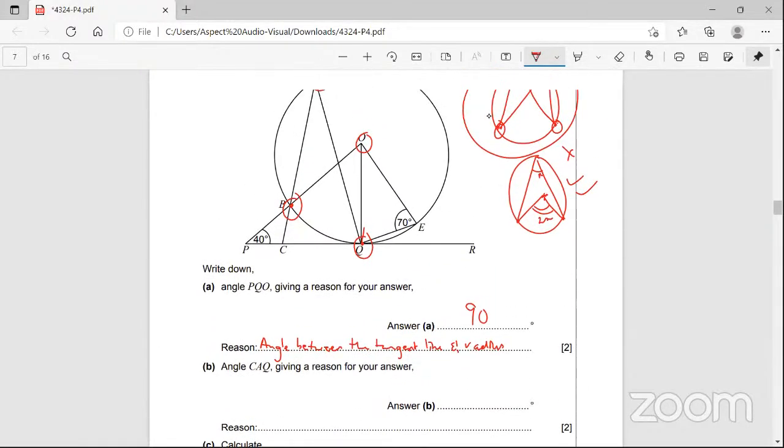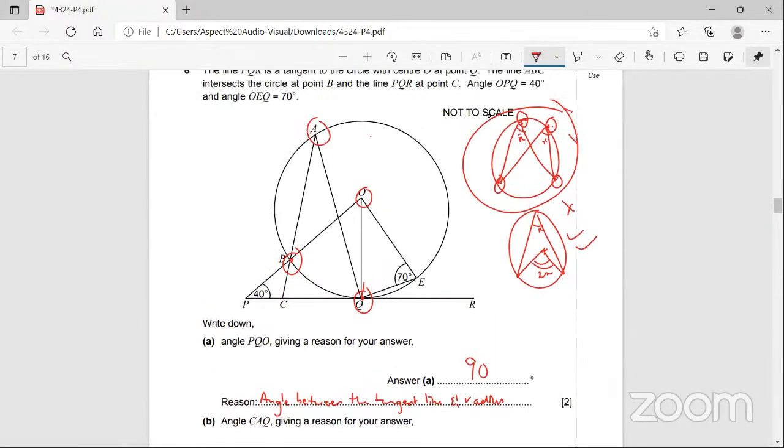So what will angle CAQ be? What will angle CAQ be? If this angle here, we found that this angle is 50, what will angle CAQ be? 25, because angle CAQ will be half of this angle. We all agree, because your B and Q is meeting at O and it's also meeting at A. So this angle here will be 25 degrees.